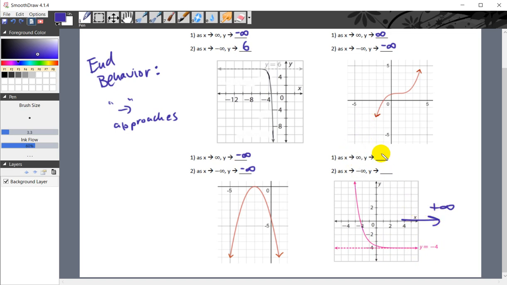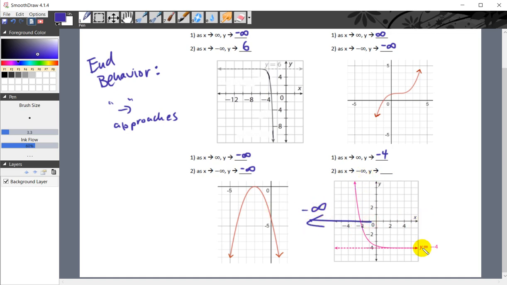Okay, so this is basically y approaching -4. So that is how you would do that. I'm just going to go ahead and write that here. So -4.